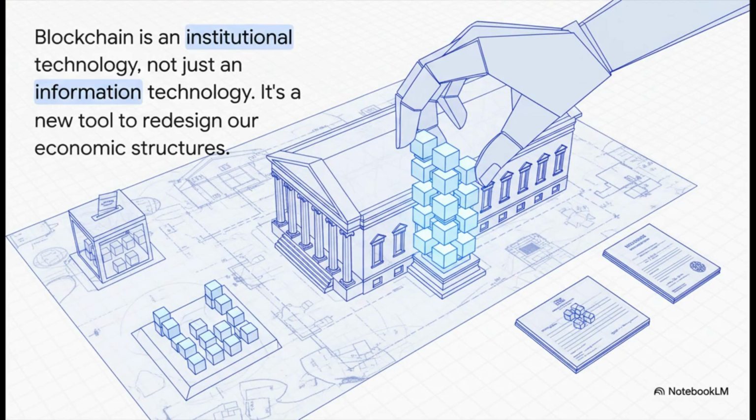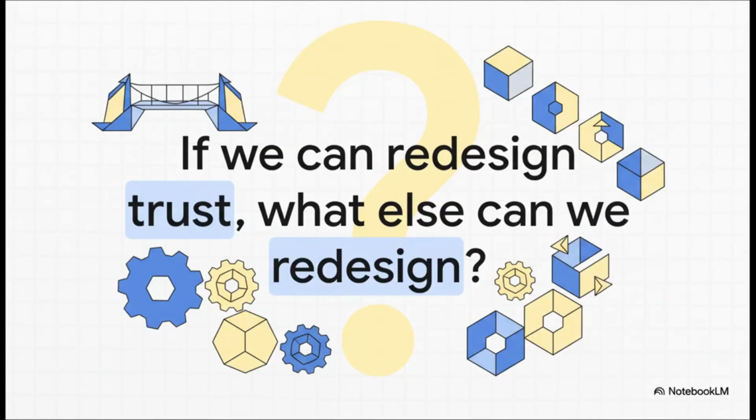And that really brings us to the biggest takeaway here. You see, blockchain isn't really an information technology like the internet was. It's an institutional technology. It's a brand new toolbox for redesigning the very institutions our society is built on, things like finance, property, even how we vote and govern ourselves. So that leaves us with one last and I think pretty profound question. Trust. It's the invisible glue holding our world together. Our economy, our laws, our relationships, everything. And if we now have a brand new way to design it, to code it, to bake it right into our systems, well, what else can we redesign?